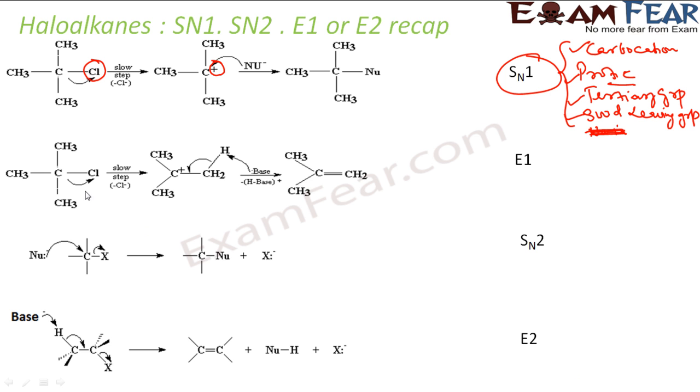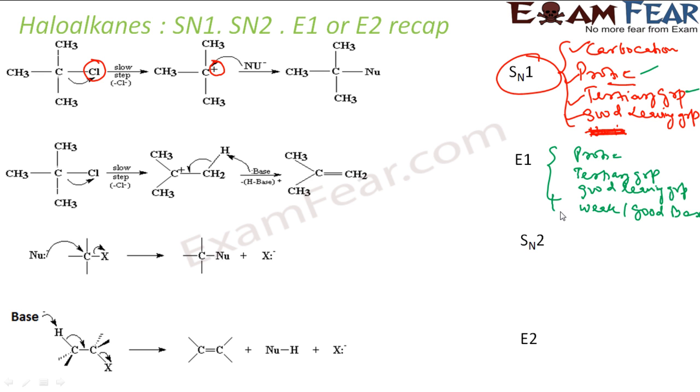Let's see E1 now. E1 is also similar to SN1. There also, if you see, it needs a protic solvent because the leaving group has to leave. So it needs protic solvent, and a tertiary group is better here also. Correct? A good leaving group is also required here. And here there will be a base. A weak base is also okay, weak or good base. That is mandatory here, right? Because without a base, the deprotonation won't happen.